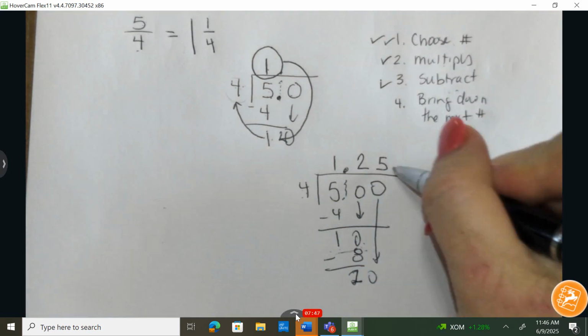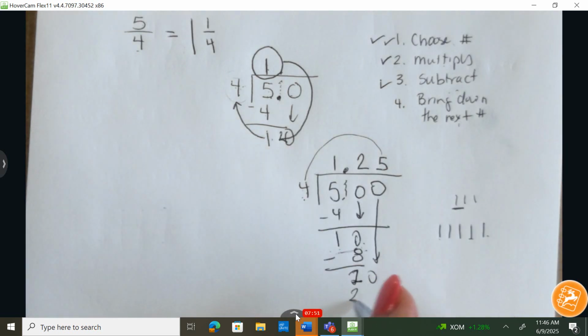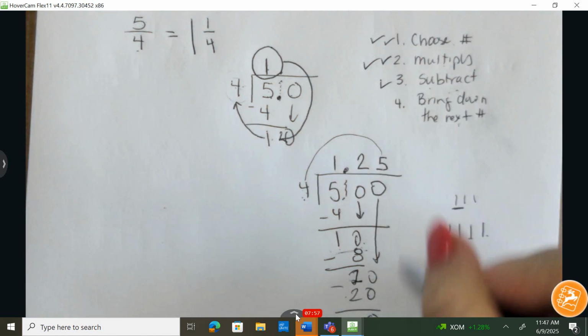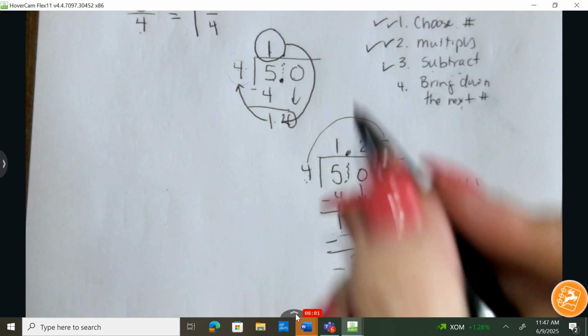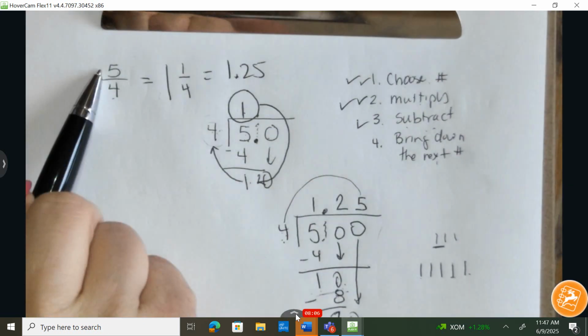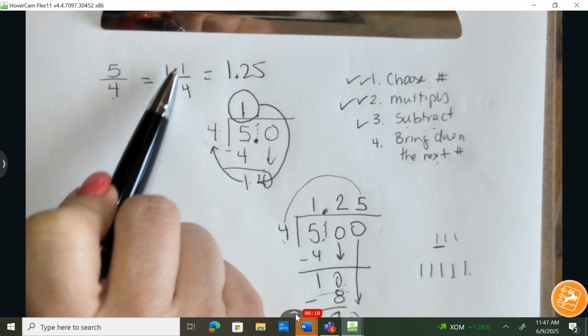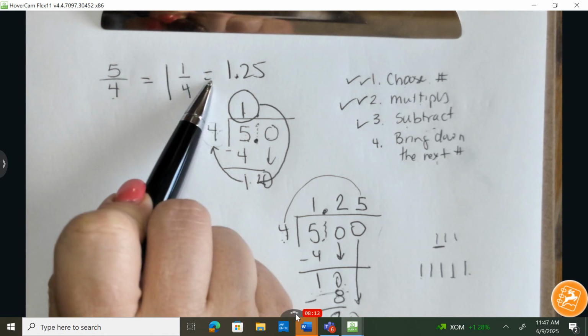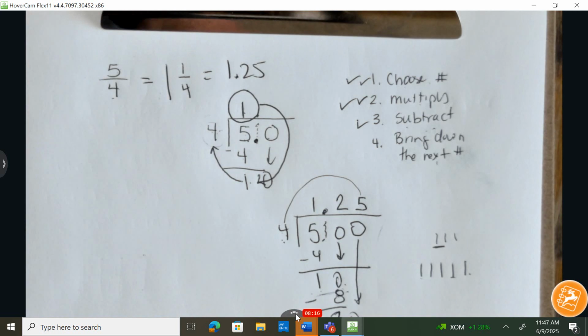Okay, I've chosen the number up top. I'm going to multiply by the outside. 5 times 4 is 20. Did that. I'm going to subtract down. 20 subtract 20 is 0. And I don't have to worry about bringing down another number. We can see here I have no remainder. So I want you to recognize that 5/4, an improper fraction, is equivalent to the mixed number 1 1/4, and that's equivalent in decimal form to 1.25.